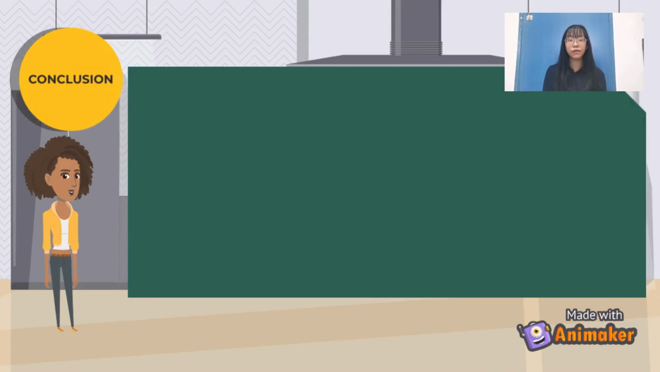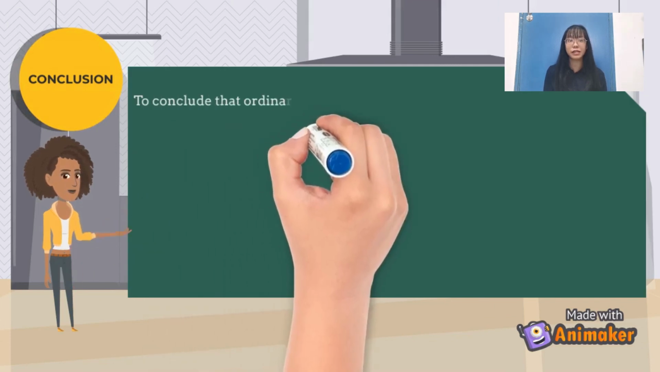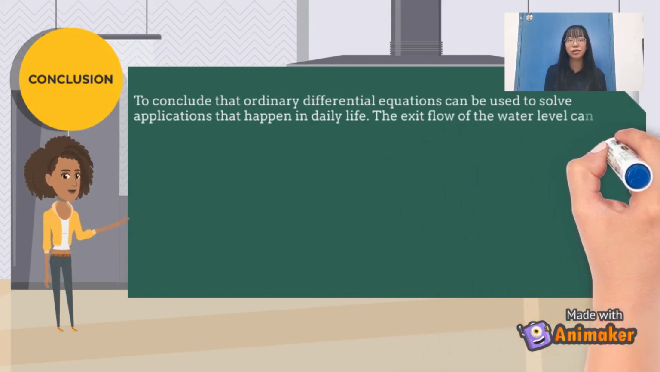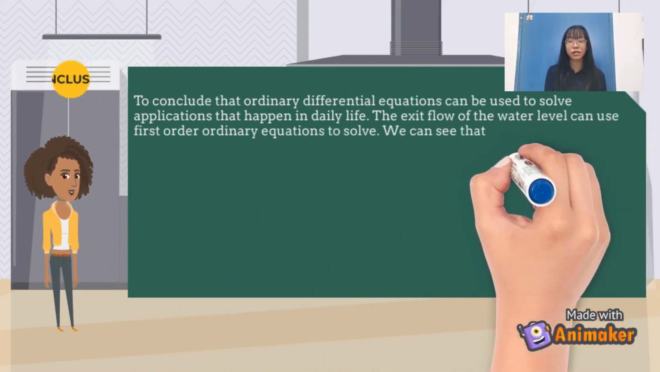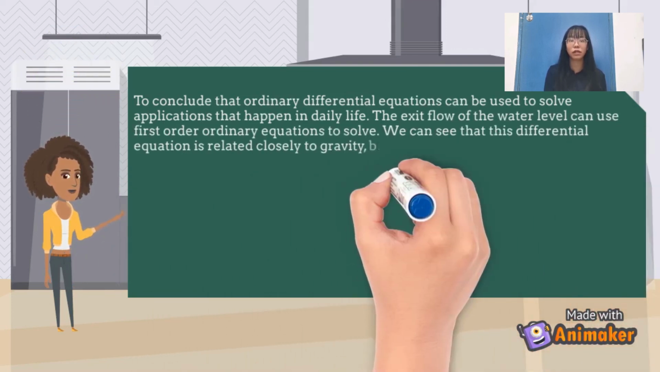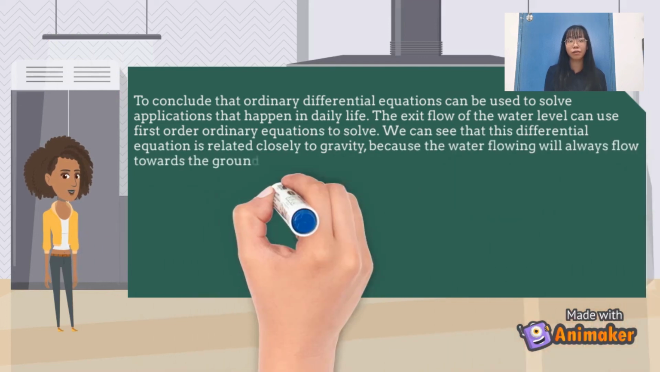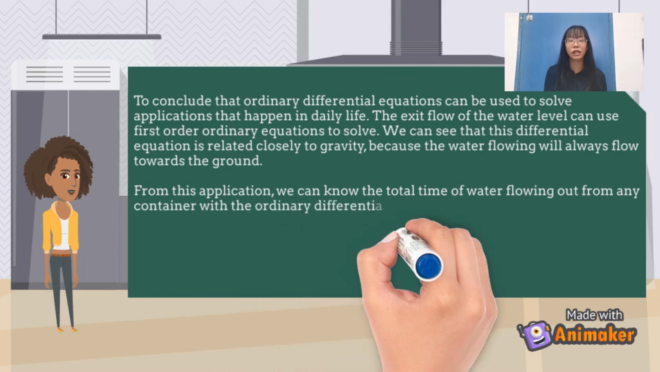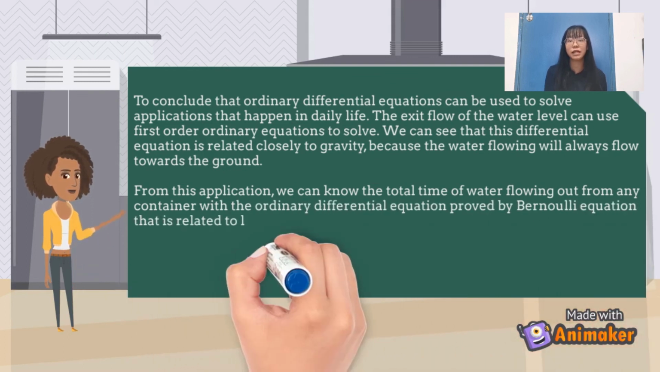To conclude, ordinary differential equations can be used to solve applications that happen in daily life. The exit flow of the water level can use first order equations to solve. We can see that this differential equation is related closely to gravity because the water is flowing downwards towards the ground. From this application, we can know the total time of water flowing out of any container with the ordinary differential equation proved by Bernoulli's equation.